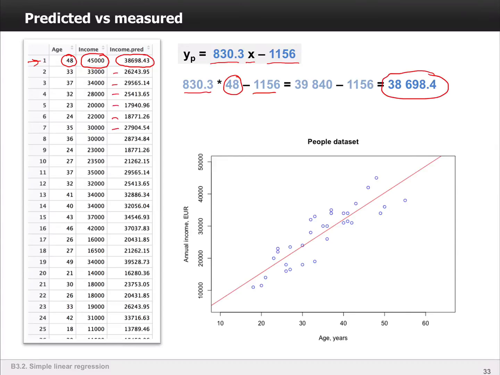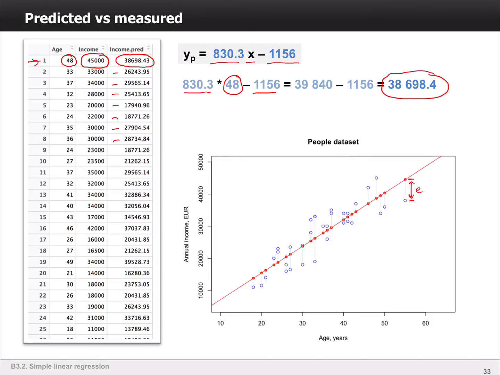These are the predicted values. And how will the predicted values look on the plot? Well, it's very simple. All predicted values align on a straight line because these points are part of this line. So you can see, for example, if you take this person, this is the real value, this is the predicted value, and this is the error. This is the error of prediction.